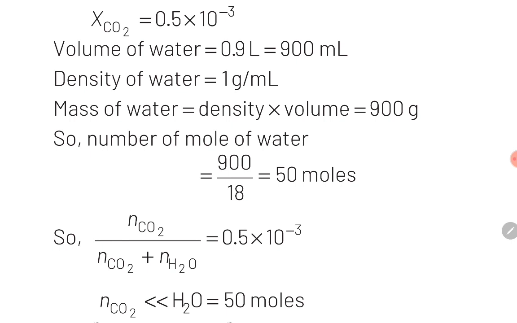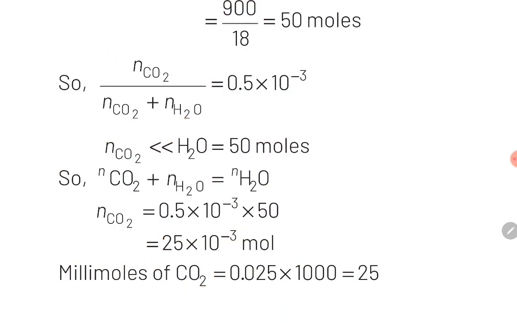So guys, हम ऐसा बोल सकते हैं that mole fraction of carbon dioxide is 0.5 into 10 raised to minus 3 and the number of moles of water is 50 moles. Now guys, using the formula, mole fraction of carbon dioxide is equal to the number of moles of carbon dioxide divided by the total number of moles present in the solution. Guys, in this case, the number of moles of water will be much more in comparison to the number of moles of carbon dioxide, and therefore in the denominator we will only write the number of moles of water. So guys, the equation becomes number of moles of carbon dioxide divided by number of moles of water is equal to 0.5 into 10 raised to minus 3.